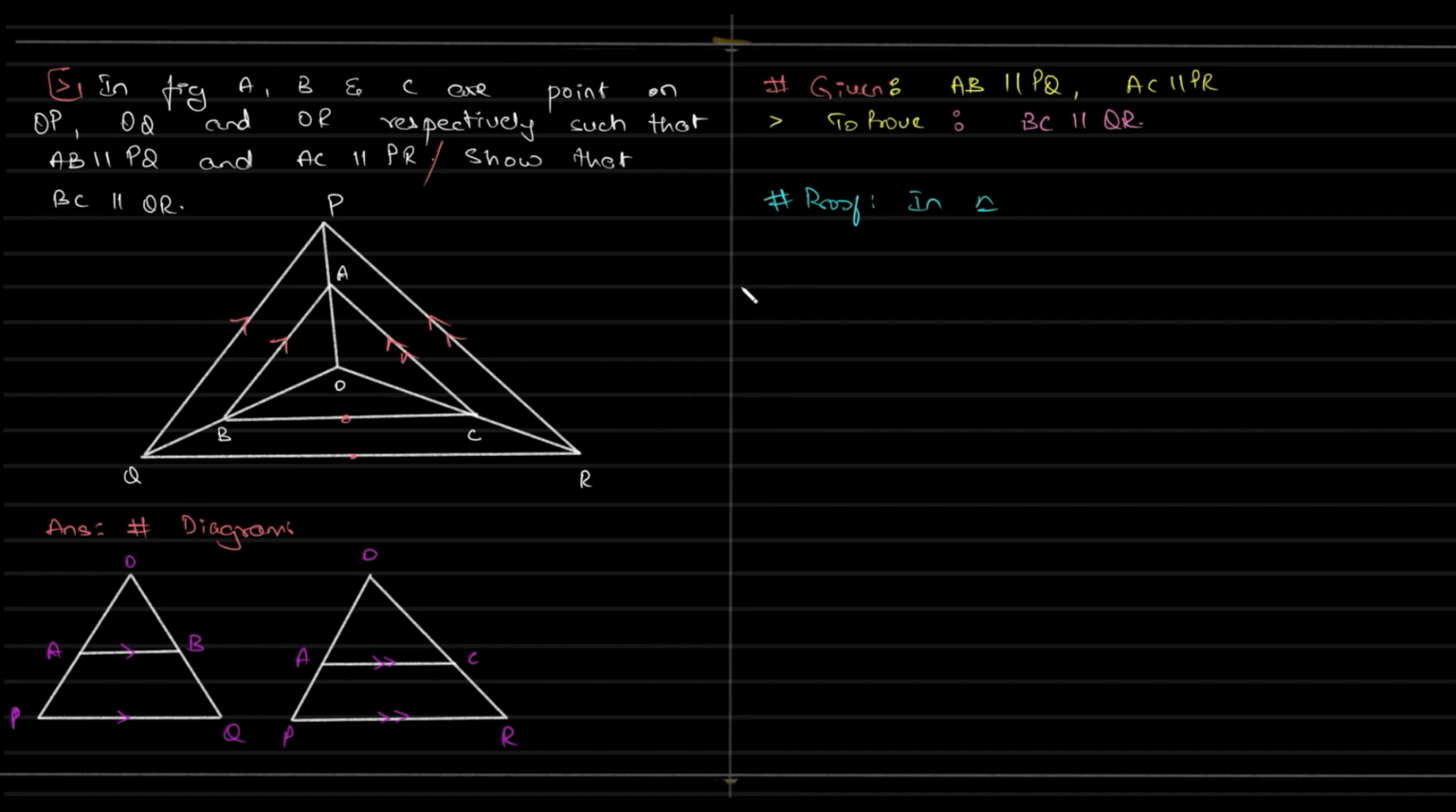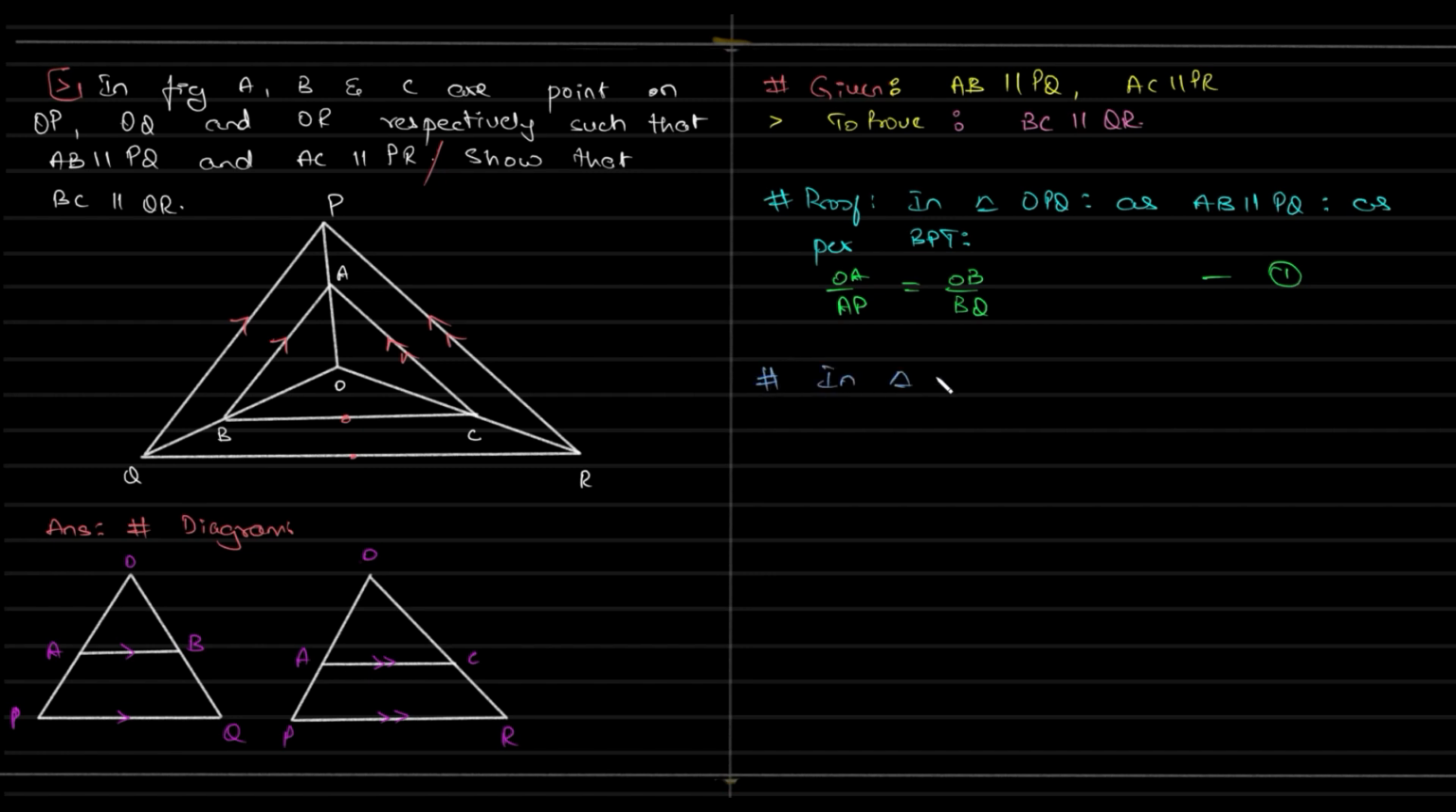So in triangle OPR, let's write things which are obvious. As AB is parallel to PQ, as per BPT we have OA by AP being equal to OB by BQ, and that's my equation 1. Right, quite simple.